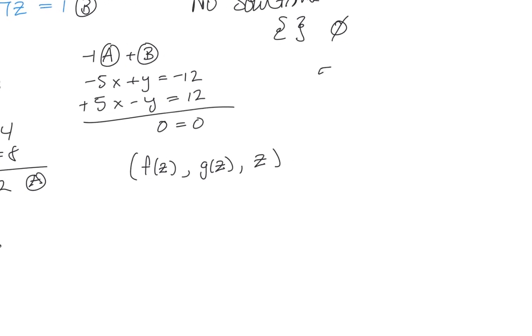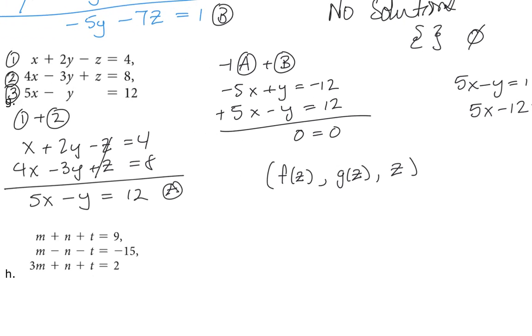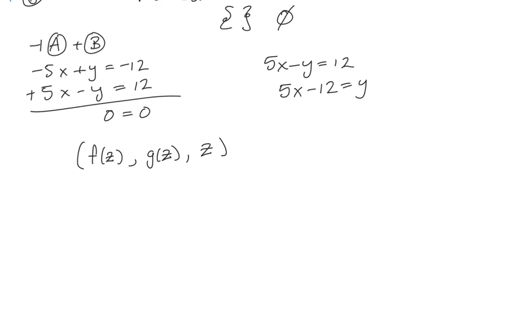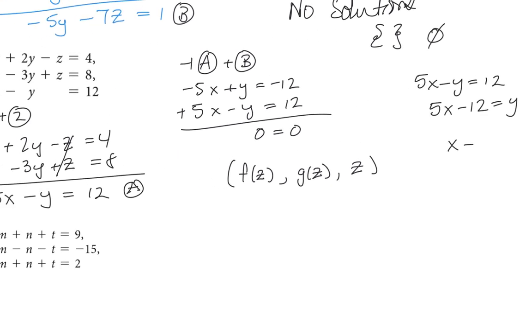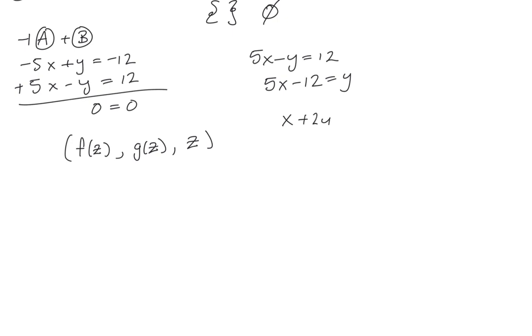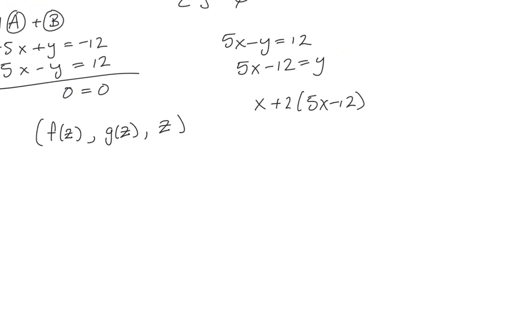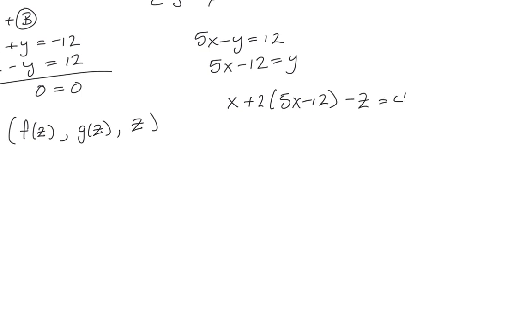So the third equation was 5x minus y is equal to 12. And I'm going to solve for y. So I have 5x minus 12 is equal to y. Now I'm going to put this into my first equation, and I'm going to solve for x in terms of z. So x plus 2y, we have a value for y. y is going to be 5x minus 12. And then minus z is equal to 4.